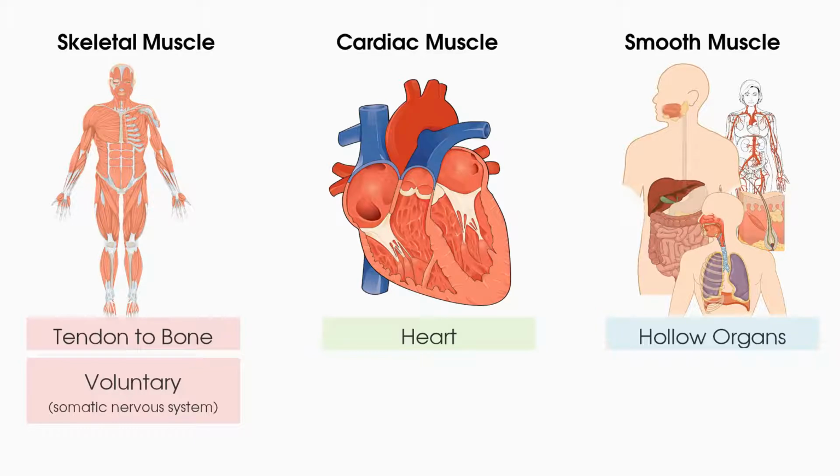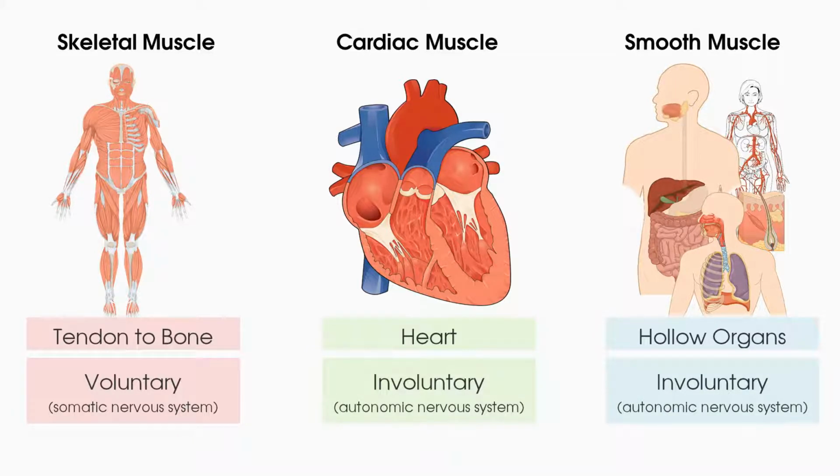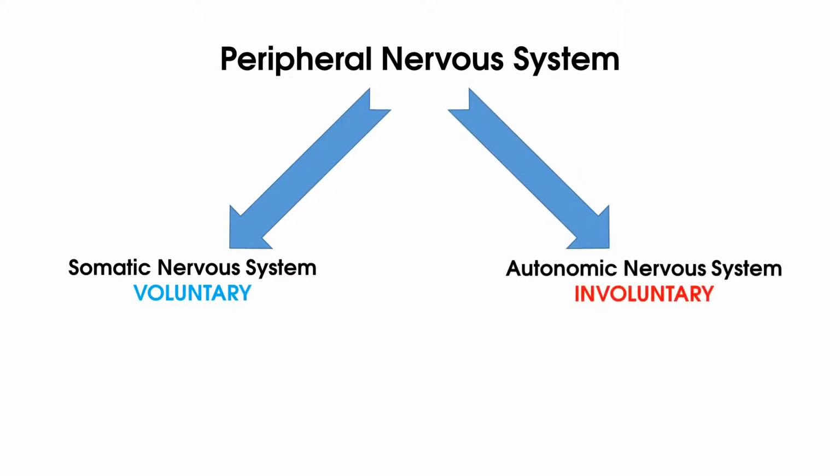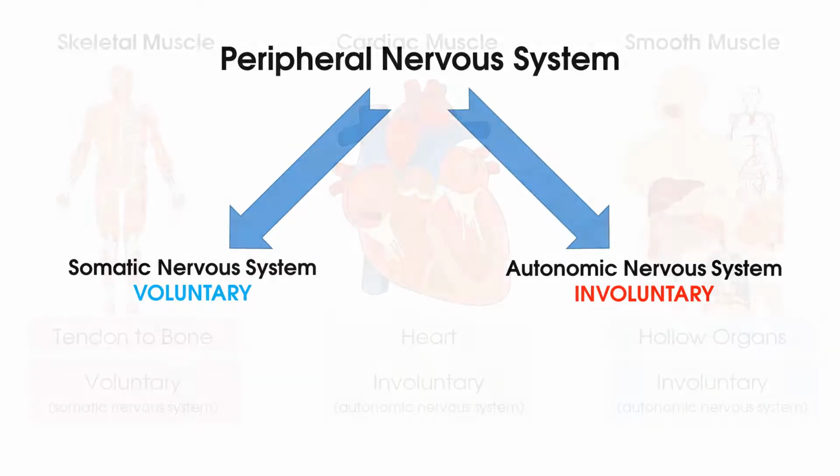Both cardiac and smooth muscle, we have no control over ourselves, so these are under involuntary control, which means that they're supplied by the autonomic nervous system, which is the automatic side of our peripheral nervous system. So just to summarize here, we have the peripheral nervous system, and it's got two branches. One side is the somatic nervous system, which is under voluntary control, and the other side is the autonomic nervous system, which is under involuntary or automatic control.